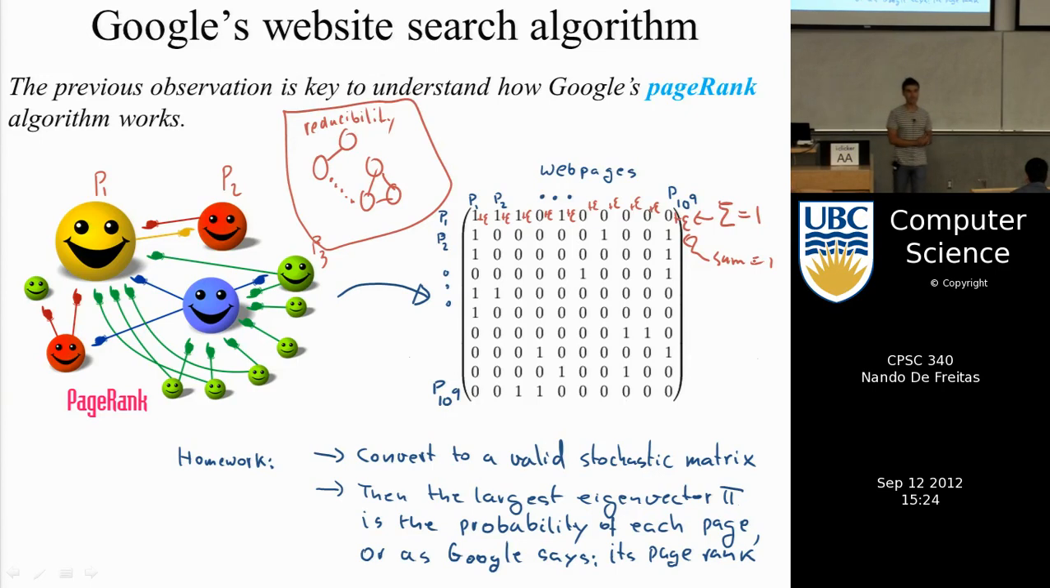So the epsilon is added for all the values in the matrix? Sorry, I didn't hear. So the epsilon is added to all the entries? All the entries. Okay.